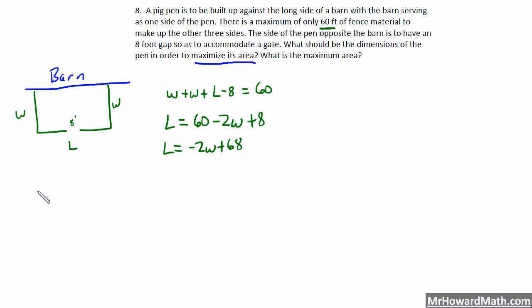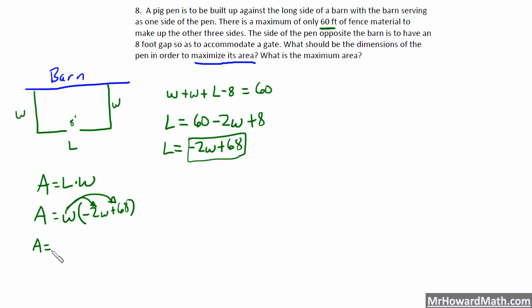We want area, right? So area is always length times width. So in our case, area equals our width right here times what we are subbing in for length, which is this chunk right here, negative 2W plus 68. So we distribute here. And if you need to watch the video again on how we do these word problems where I go through a little more detail, go ahead. I'm moving pretty fast here. So that's negative 2W squared plus 68W. Okay, so now we have our area equation.